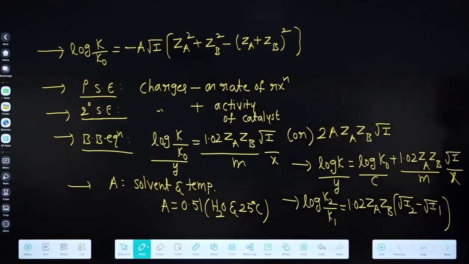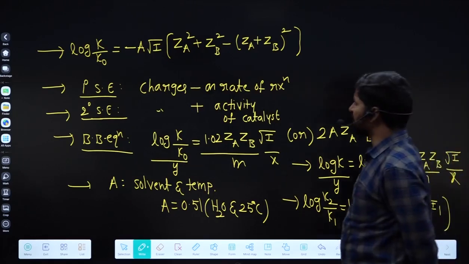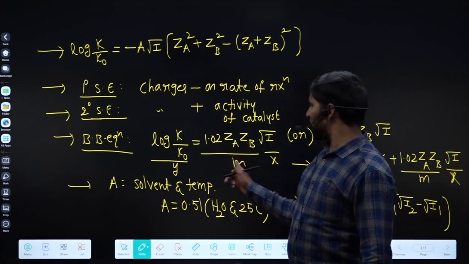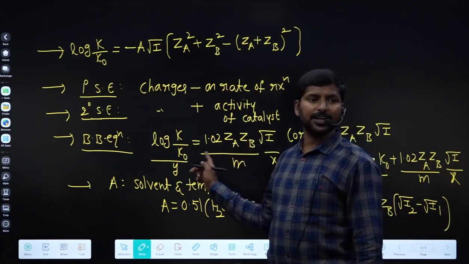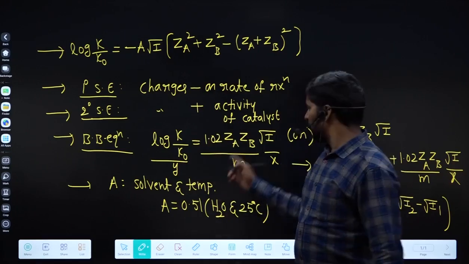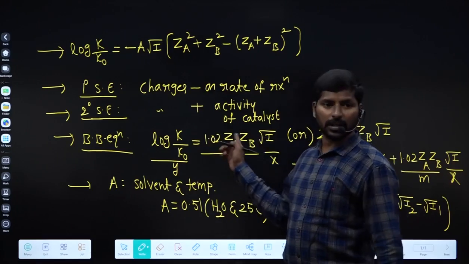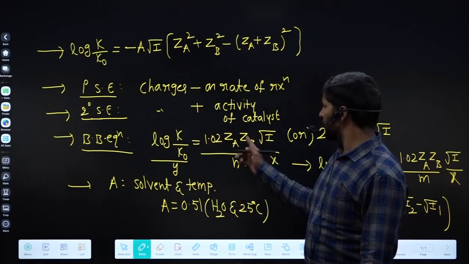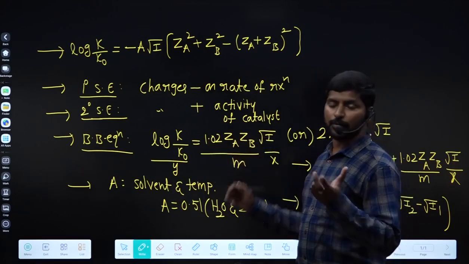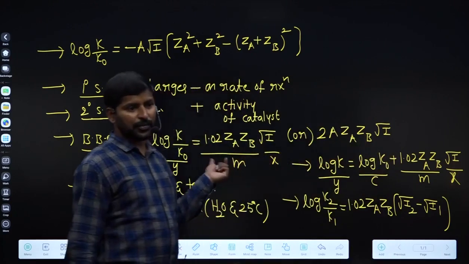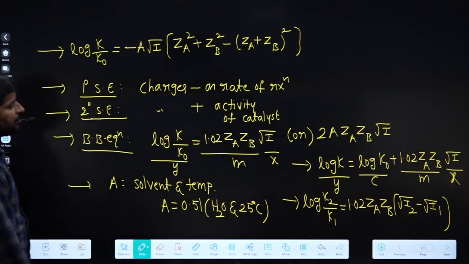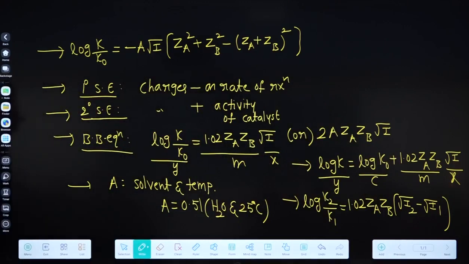For the reaction involving same charged species, we get a positive slope. That means the rate increases with ionic strength. If one of the reactants is neutral, an uncharged species, the rate is independent of ionic strength. If both are oppositely charged species, the rate decreases with ionic strength.